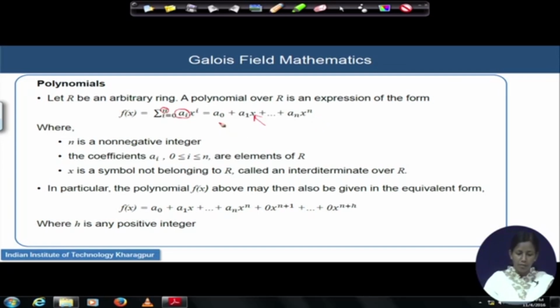In particular, this polynomial can be specifically written like this, where the first equation is derived from the next by deleting all the zero coefficient elements. With the zero coefficient elements, the maximum order of x actually goes up to n plus h, where h is another positive integer. However, as zero coefficient terms can be discarded, the polynomial expression that we will deal with in this module will be given by this form.